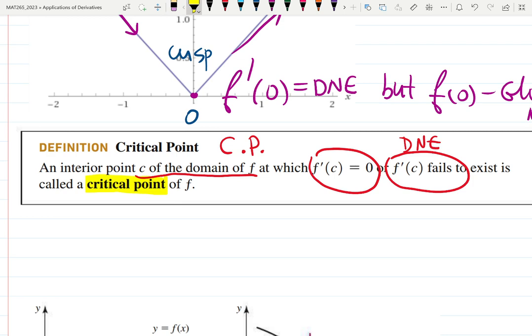Critical point is because something critical is happening there. Y derivative is 0. Y derivative does not exist. So something is happening there. Not necessarily min and max. There can be other cases. But still something important. So that's called critical point.